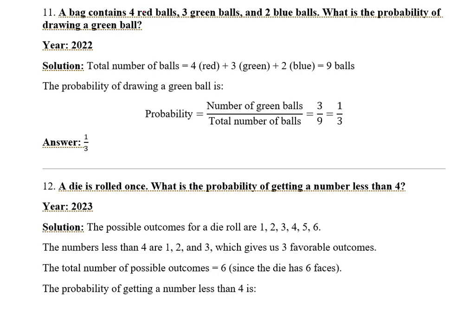A bag contains 4 red balls, 3 green, 2 blue. What is the probability of drawing a green ball? Red balls 4, green 3, blue 2, total 9 balls. What is the probability of a green ball? How many green balls do we have? 3. Number of green balls divided by total number of balls is 3/9.